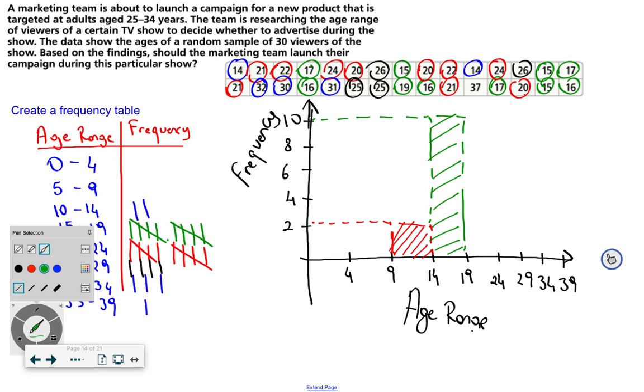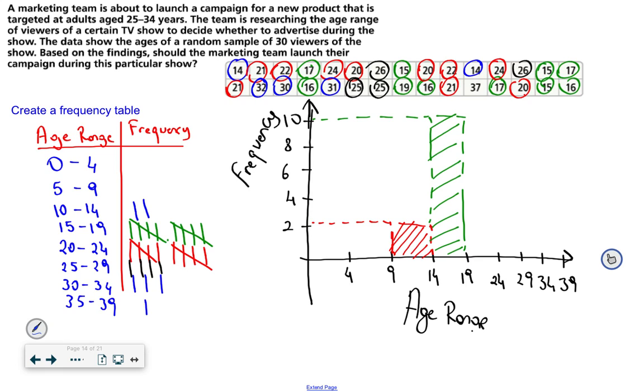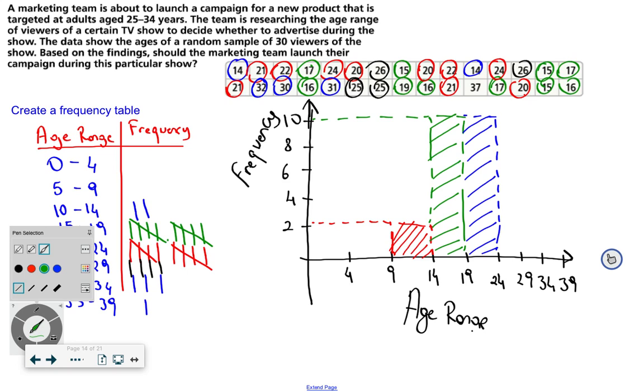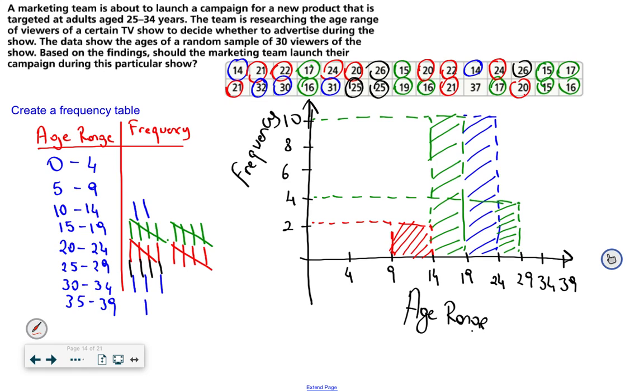There are 10 people. Next is going to be 20 to 24. There's going to be 10 people as well. And after that, there are going to be 4 people in the range 25 to 29. And there are going to be 3 people in 30 to 34. There we go. And there is only 1 person in this last range.